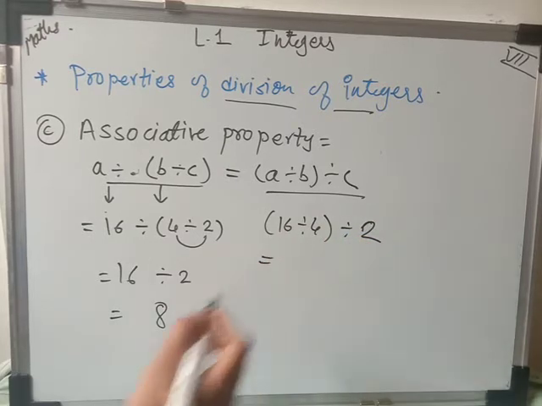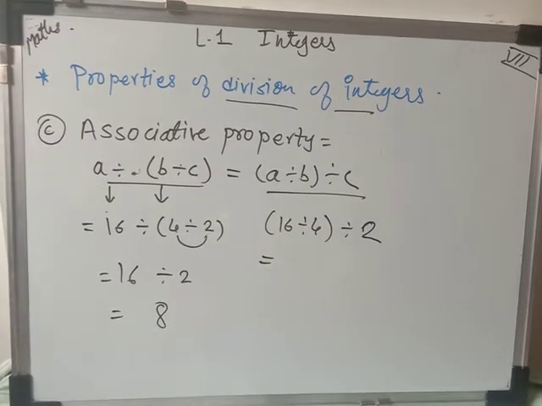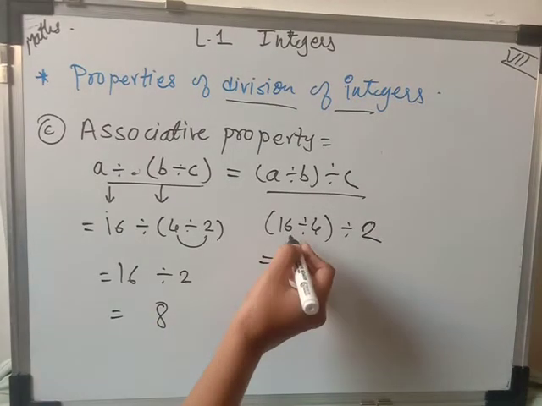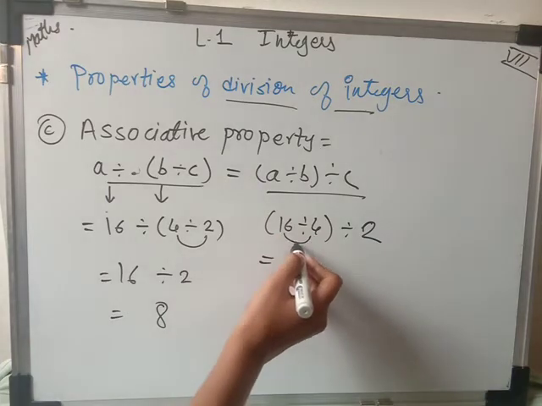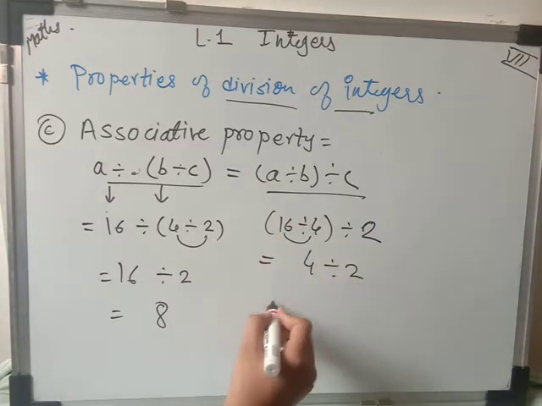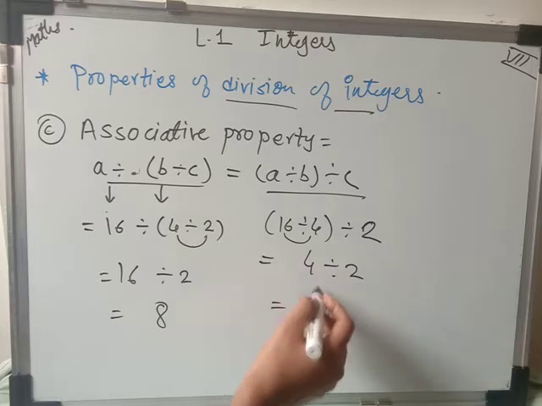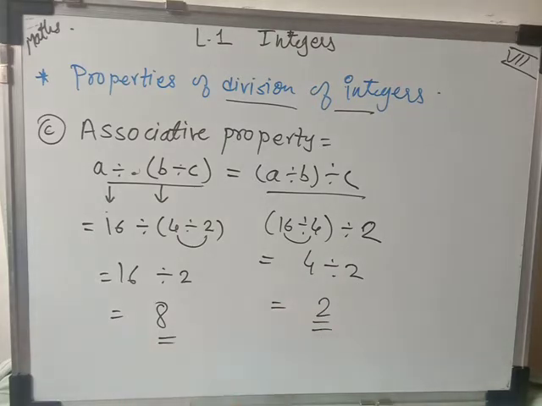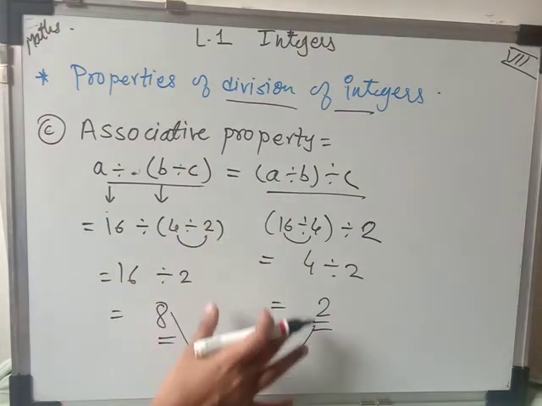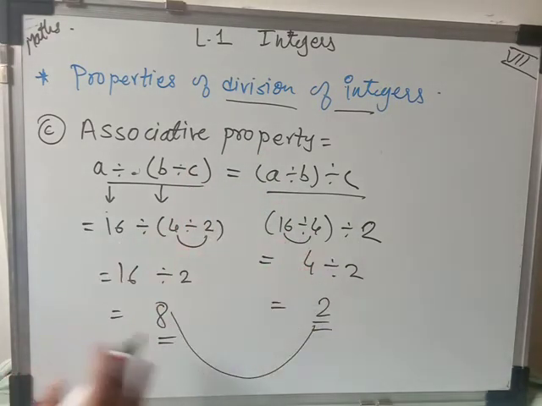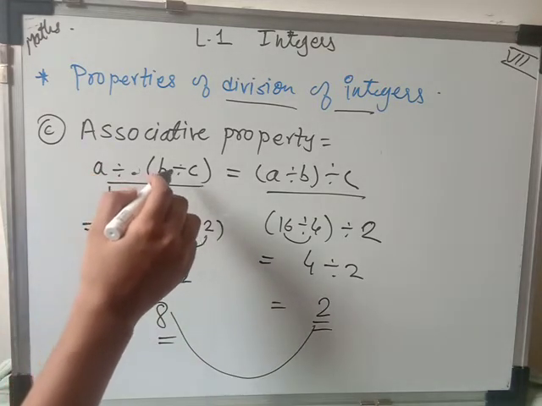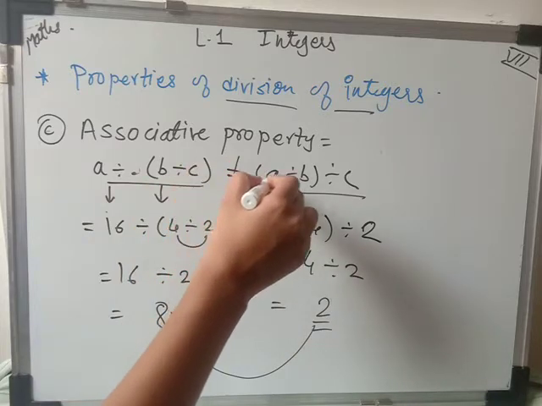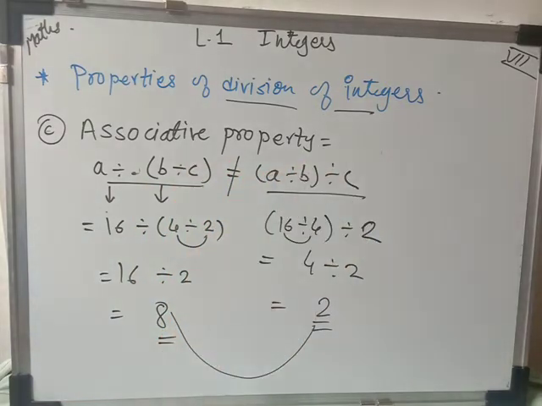On the place of a we take 16, b is 4, and c is 2. Here we first divide the integers in the bracket: 4 divided by 2 is 2. So 16 divided by 2 gives us 8 on one side and 2 on the other. Both values are different. From both orders we put the integers and got different answers. So we can say (a divided by b) divided by c is not equal to a divided by (b divided by c).